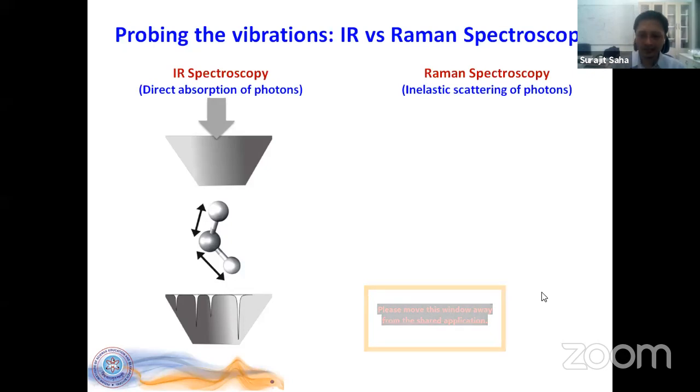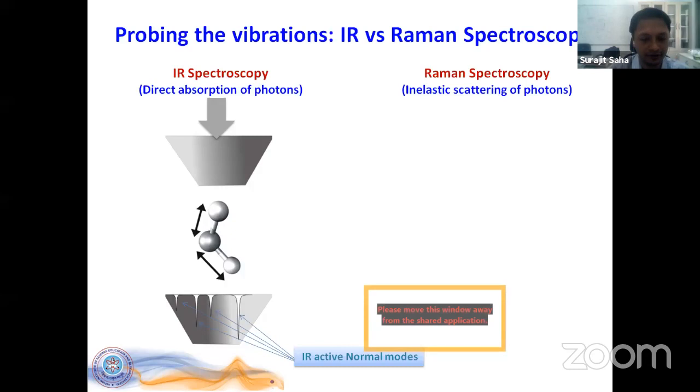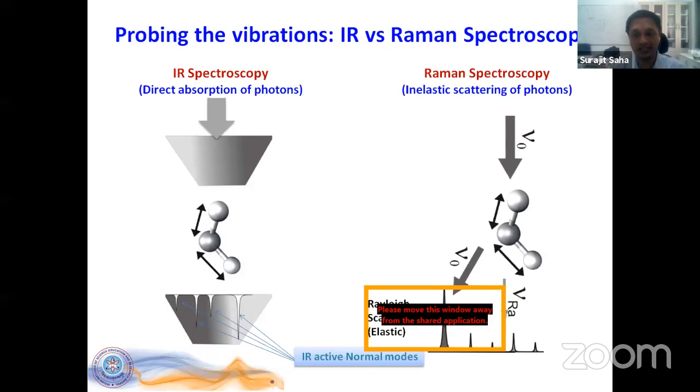Okay. Now, these dips that we are referring to are basically the IR active normal modes of vibration of the corresponding molecule that we are shining the white band light onto. Now, in comparison, Raman spectroscopy is a technique where we don't use white light. What we use is a monochromatic light. That is why you can see here the light, which is shown by this arrow, is a monochromatic light, and it has a frequency, let's say, nu naught. This is the distinction between the two spectroscopic techniques.